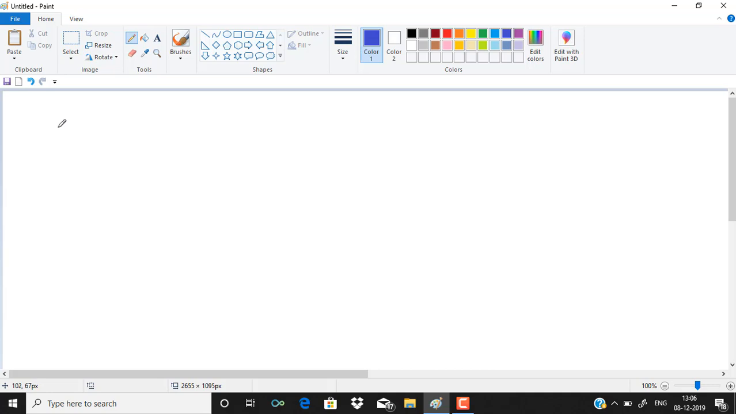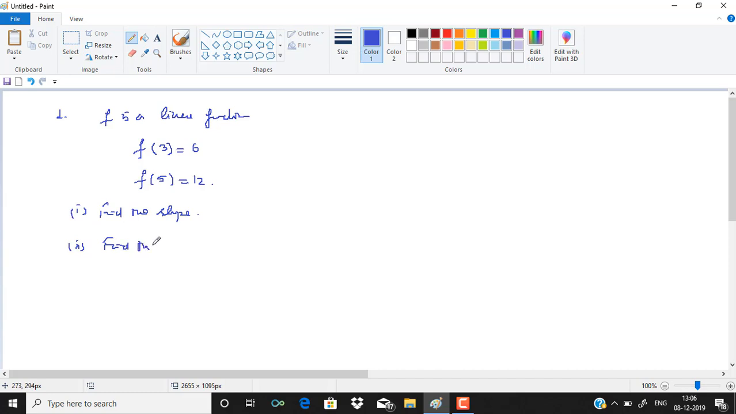Now let us do a few questions on this topic. The first question is, f is a linear function, f3 is 6 and f5 is 12. Number 1, find the slope. Number 2, find the y-intercept. Number 3, find the x-intercept.